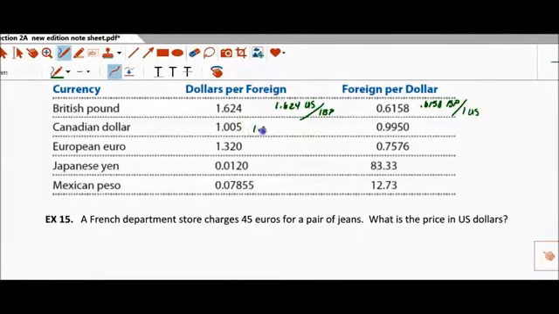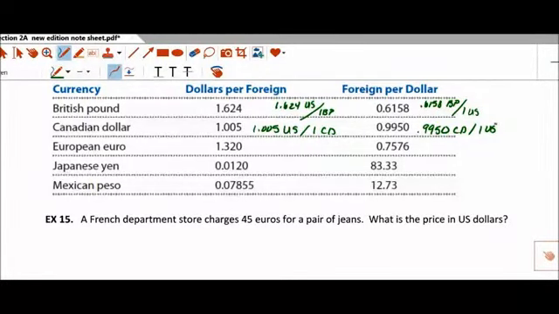So this would be 1.005 US dollars per foreign 1 Canadian dollar. Or again, we could say 0.9950 foreign, which would be Canadian dollars, per 1 US dollar. Keep that in mind. And here we have a situation.